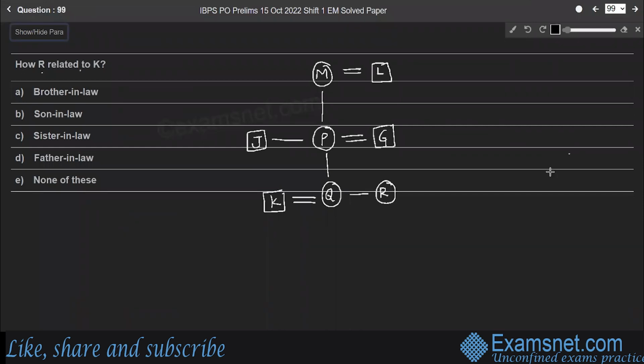Question 99. How is R related to K? R is here, K is here. So for K, R becomes wife's sister. Wife's sister means sister-in-law. So R is related to K as sister-in-law. Option C is the right answer.